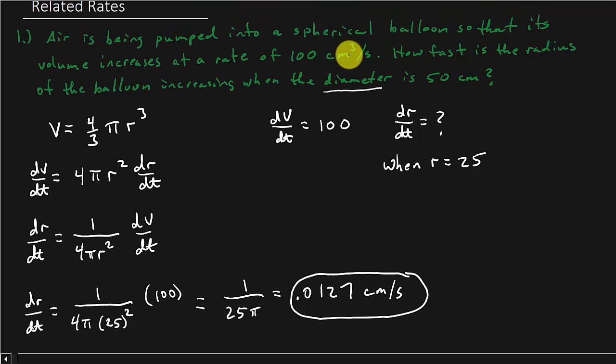Remember, centimeters cubed is volume, and centimeters squared would be area. All right, so that's all it is. Probably the most difficult thing in these problems is going to be coming up with the function. This problem was easy because it was the volume of a sphere. So what's the volume of a sphere? There it is. Now we differentiate it. We take the derivative with respect to t.